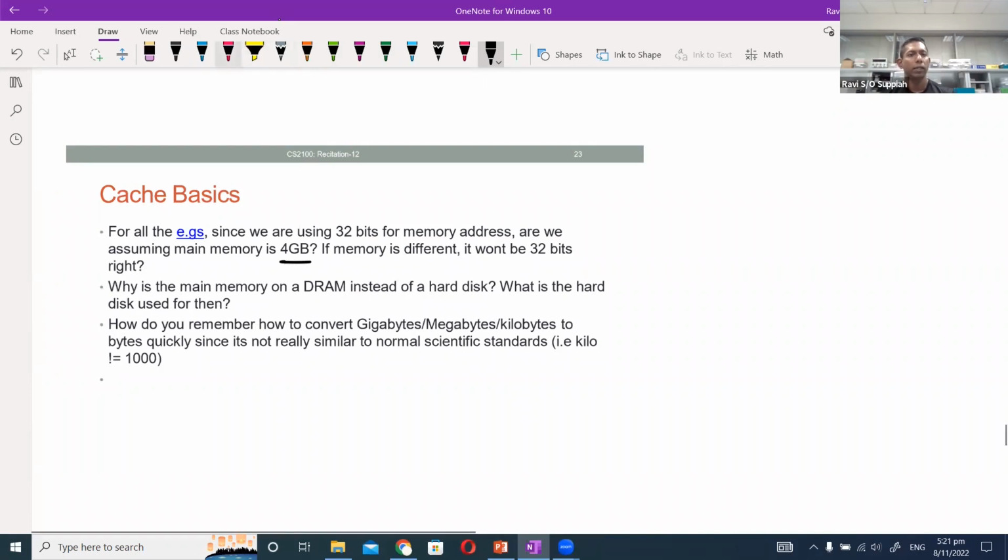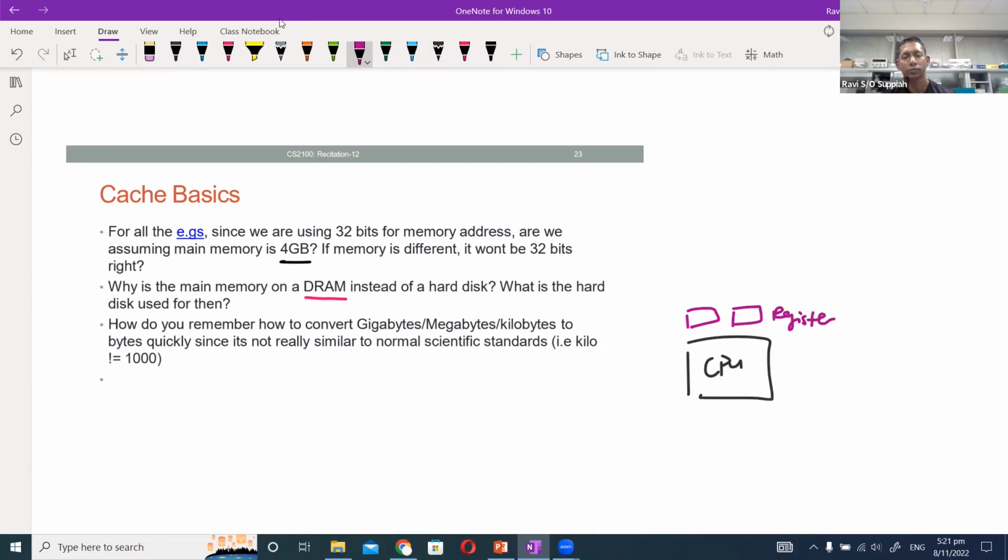Why is the main memory on a DRAM instead of hard disk? What is the hard disk used for? It's always from the slowest to the fastest. If you take your processor, the fastest access is your registers, your S0, S1, T0, T1, whatever you use for your processor. Those registers are already interconnected with the processor architecture for you to have immediate access to them.